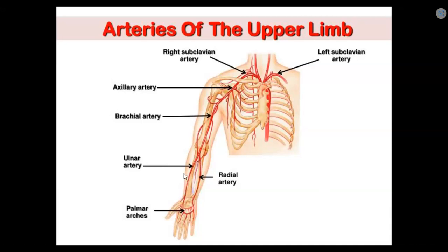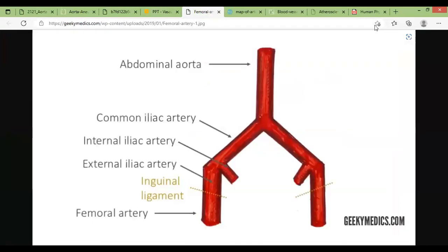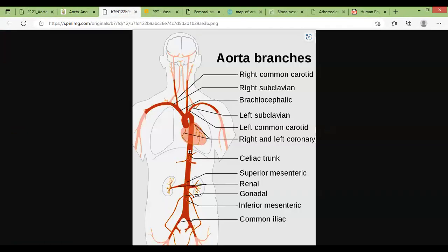So those are the arteries of the upper limb. These are the important ones. Okay. And then just for the lower limb, we've seen the abdominal aorta here. It's this one going down here. When it's in the thoracic area, we'll call it the thoracic aorta. When it's here, it's the abdominal aorta.